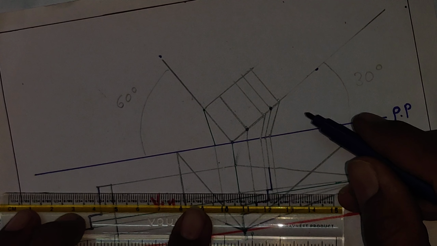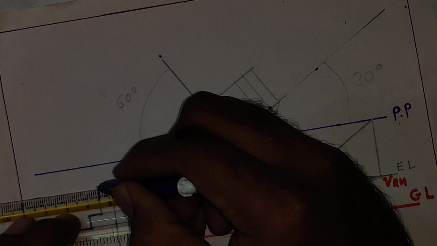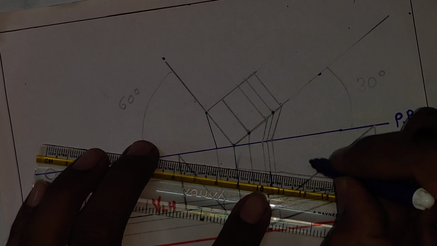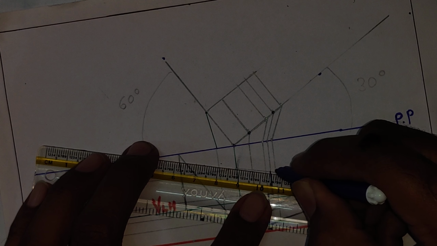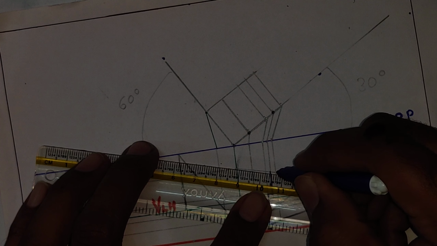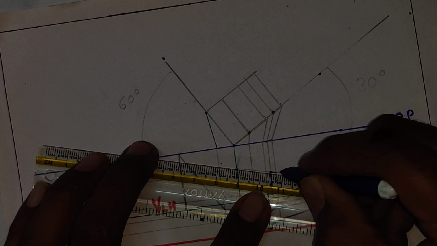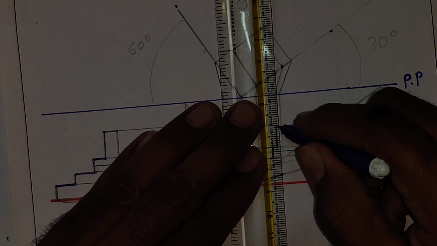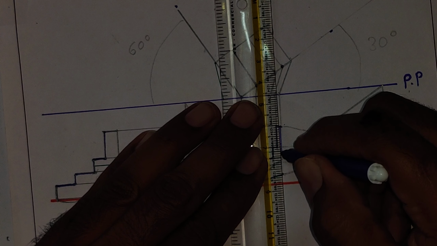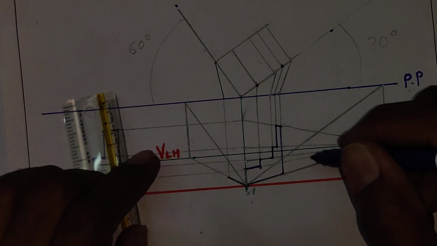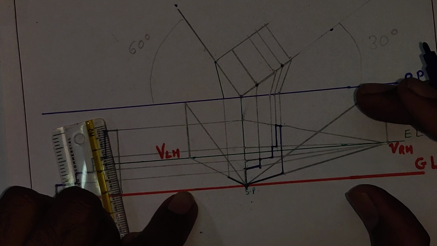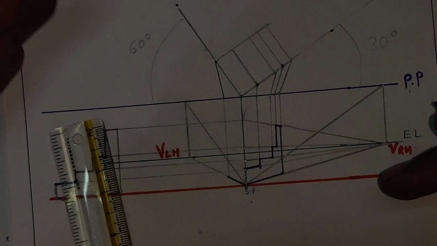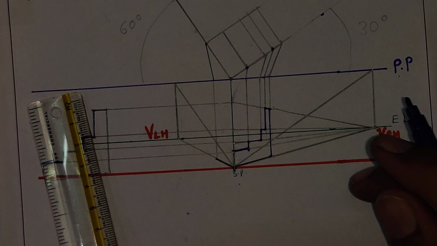Next target is this length. As you can see, we directly have projection of this, right? So like that, you can see here we completed our plan, elevation from this direction in perspective way, right? Now here we just have to add width for this perspective projection.